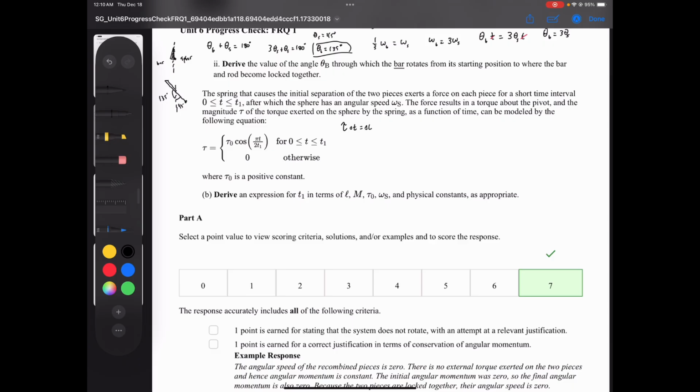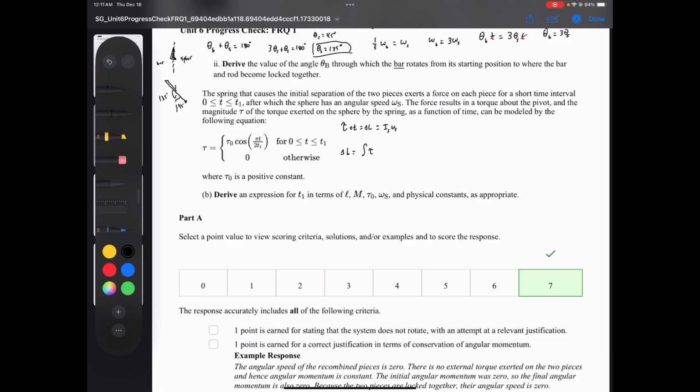We know that the angular momentum of the sphere is going to change, right? It starts off at 0 and it's eventually going to reach some value, the moment of inertia of the sphere times omega s. But here we have to actually integrate. We have to use the integral definition. If I want to calculate my change in angular momentum, I have to integrate my function.